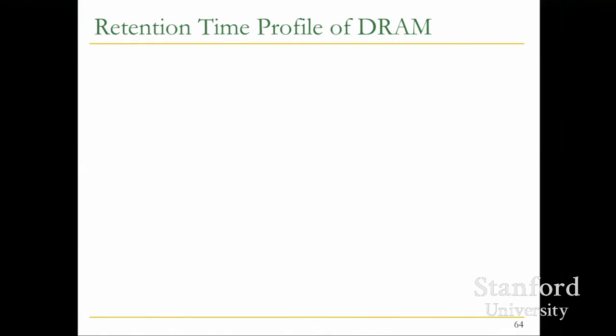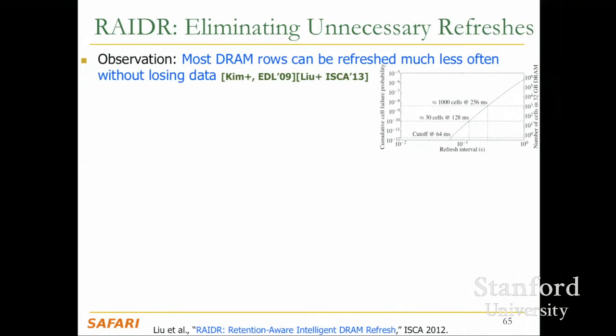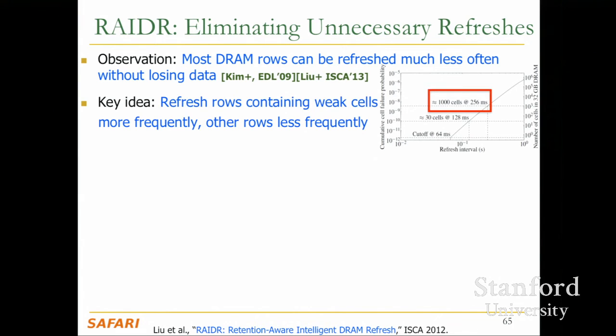I'll give you some results first and talk about what are the challenges in enabling this. And this is an old observation. Many people have written papers in Electron Device Letters. But with our infrastructure, we've shown that this actually holds true for many, many DRAM chips also. The idea we've looked at is refreshing rows containing weak cells more frequently and other rows less frequently. And this requires 3 steps.